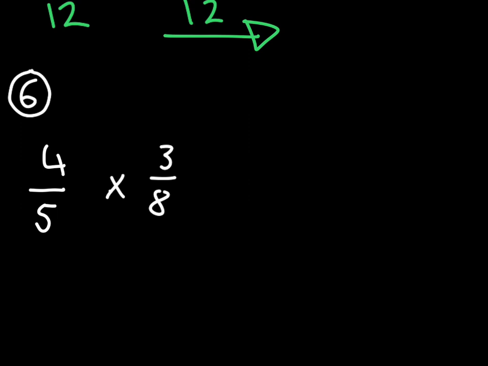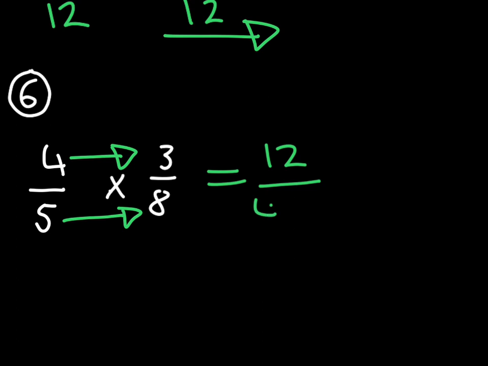To multiply two fractions by each other, all we do is multiply the numerator and multiply the denominator, and that is how we arrive at our final answer. So 4 times 3 gives us 12, 5 times 8 gives us 40, and now we need to find a number which can go into both 12 and 40, and that number is 4.